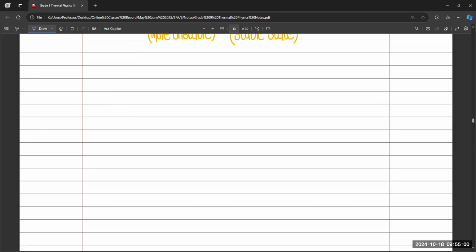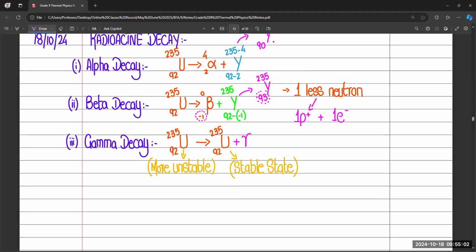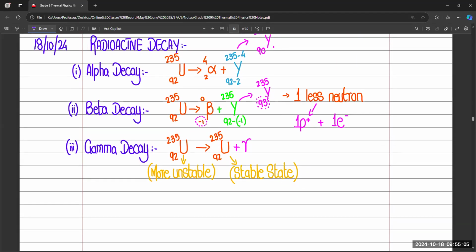Okay, so can you just scroll up till just where the gamma decay is visible? Only gamma decay is visible, so you can continue writing. Okay.